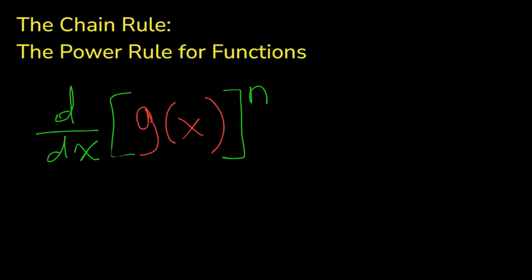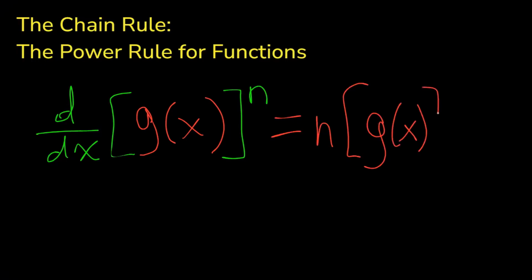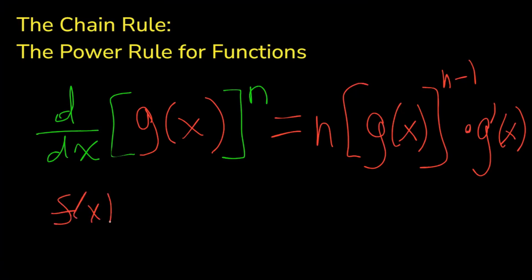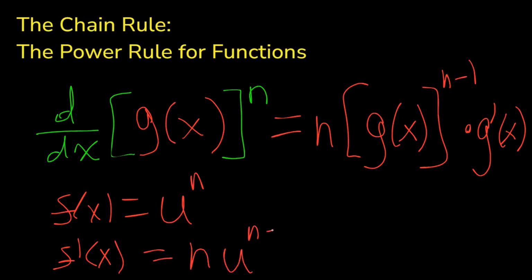First, let's establish the general rule. The derivative of a function to a power is just equal to n times that function to the n minus 1 times the derivative of that function. If we think about it in terms of f of x equals u to the n, where u is its own function, then f prime of x is going to be n u to the n minus 1 times u prime. So just a couple different ways to look at it there.